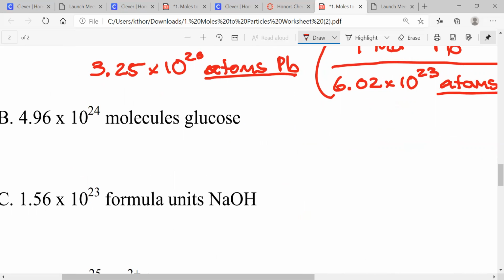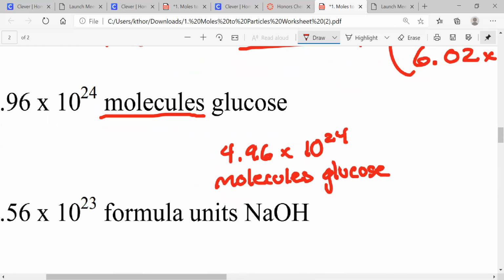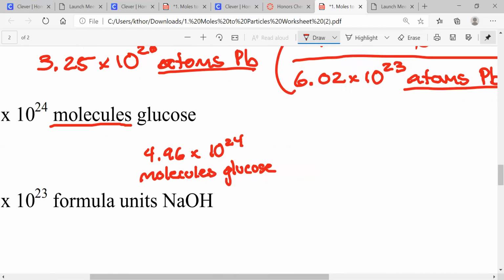Okay, the next one. 4.96 times 10 to the 24th molecules of glucose. So it tells you right there. So let's go and get started. 4.96 times 10 to the 24th molecules of glucose. Glucose is C6H12O6. You guys should have learned that from bio. You can write glucose if you want.